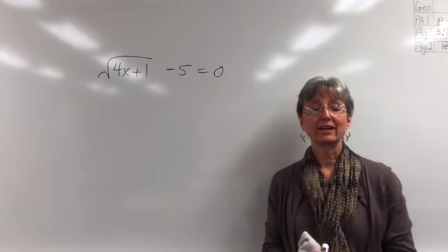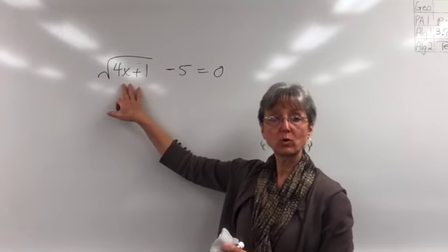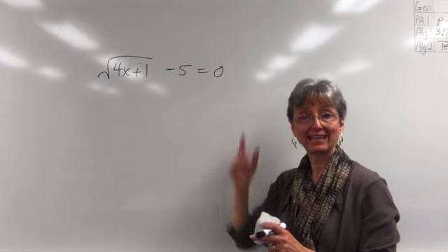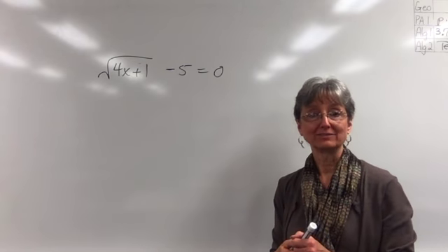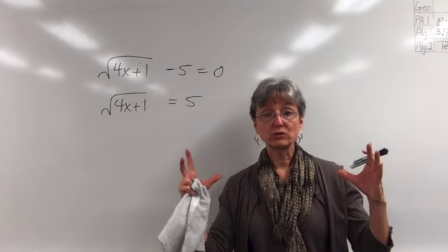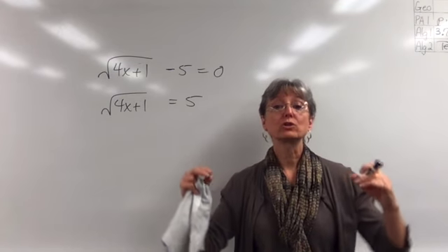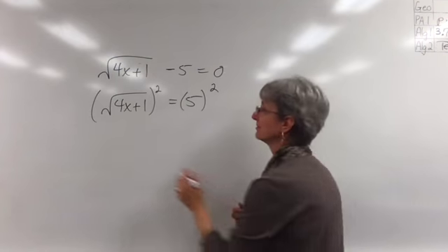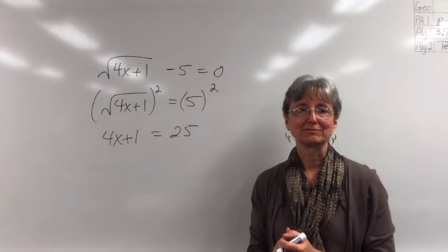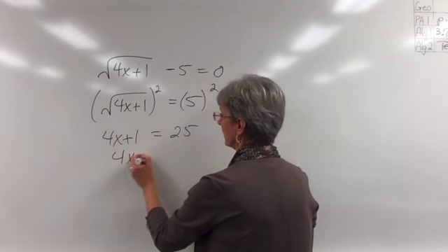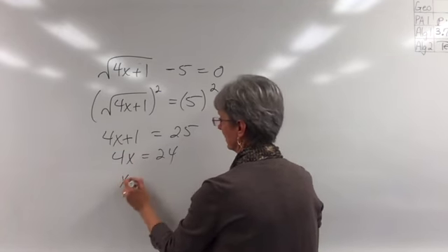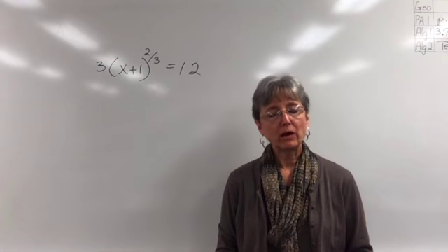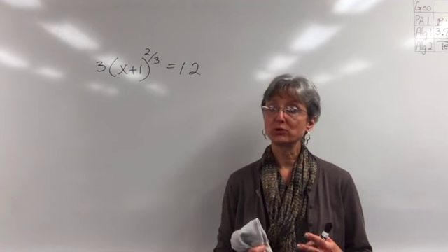Here's another one. Another radical equation with a square root. So first isolate that. That means we need to move this 5 by adding 5 to both sides. Now in order to get rid of the square root, or to invert the square root, we square both sides. Simplify that and now solve for x. 4x equals 24, x equals 6. And there you go.